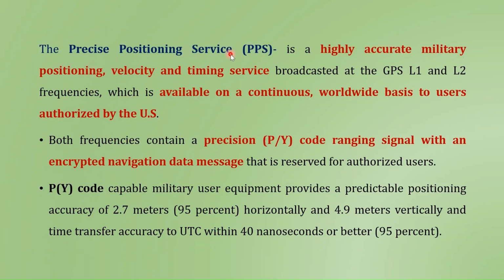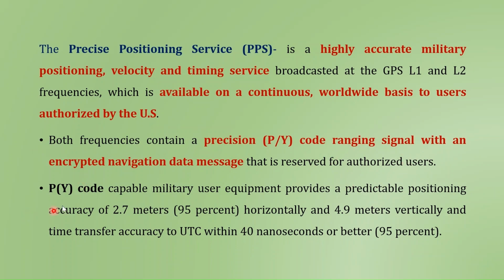And then the precise positioning service is a highly accurate military positioning, velocity and timing service, which is broadcast on the GPS L1 and L2 frequencies and is available on a continuous worldwide basis to users who are authorized by the US. So it is not available for all of us, but all the users who are authorized by the US will be able to use the precise positioning service. And here, both the frequencies L1 and L2 contain a precision code ranging signal with an encrypted navigation data message which is reserved for the authorized users.